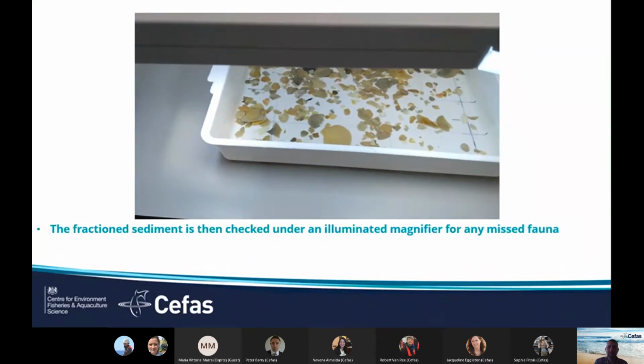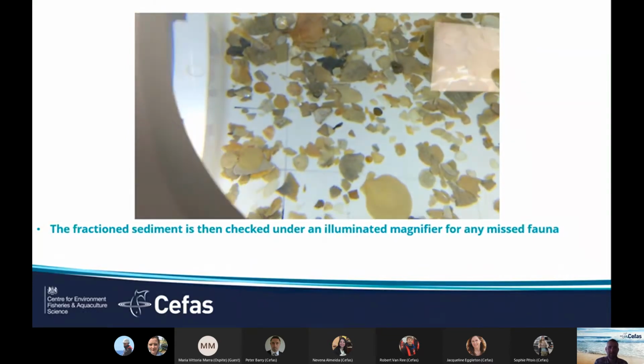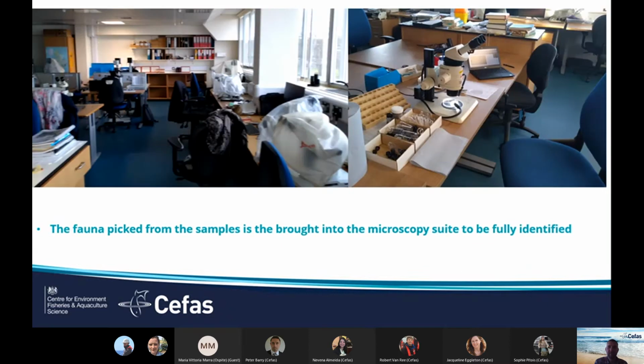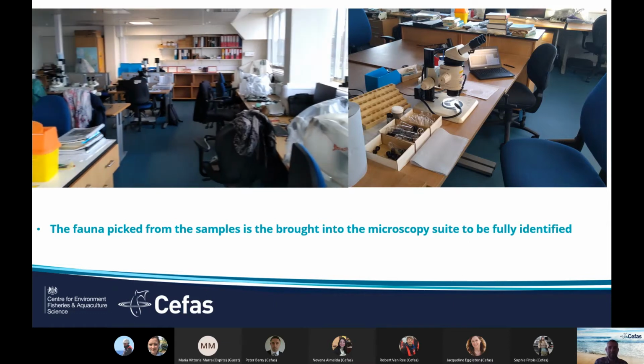and we pick through this under an illuminated magnifier. Everything is then brought into the microscopy lab for identification. That's where I'm sat now, and I will show you a bit of it. I've got a camera looking live down the microscope at the moment, so I'll show you a few things shortly. There's a little video of the microscopy lab that isn't playing.